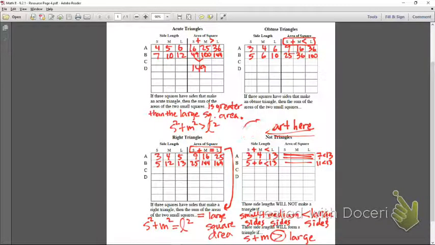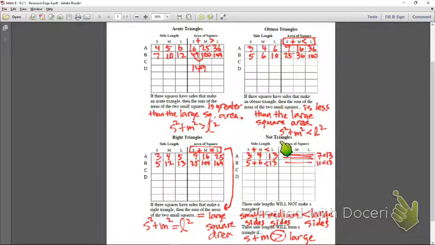So let's sum this up. I'm going to erase the start here sign. If 3 squares have sides that make an obtuse triangle, then the sum of the areas of the 2 small squares, these guys, is less than the large square area. Let's make a little formula. S squared plus m squared is less than L squared. Okay? So you now have patterns.